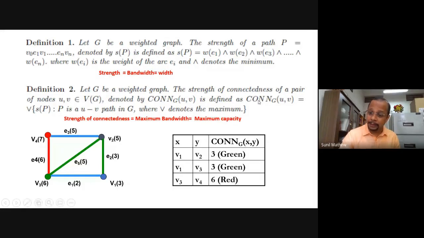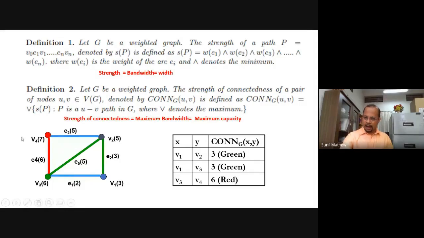Mathematically, we call that the connectivity or strength of connectedness, and it is also equal to the maximum bandwidth or maximum capacity. There are plenty of algorithms for finding maximum bandwidth between two locations. If you want, you can just look at this particular example.